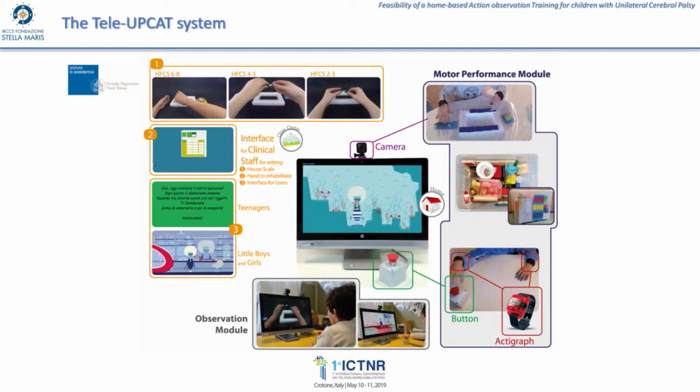And these actigraphs are inertial sensors to be worn as bracelets thanks to Velcro straps, in order to record also the activity of the upper limbs.